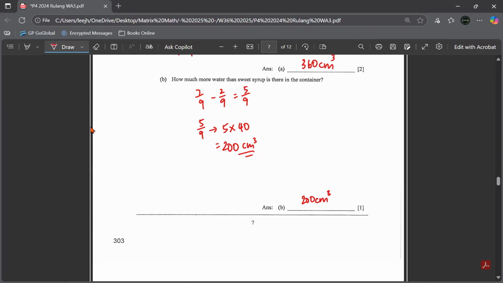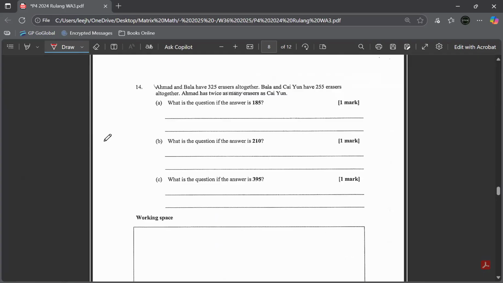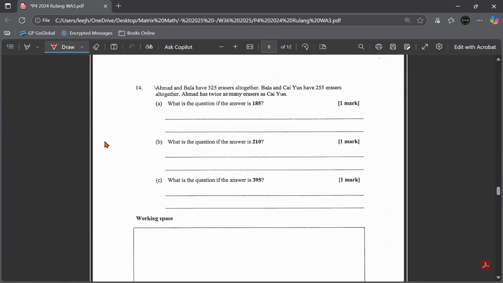Okay, question 4. This one is quite confusing for some of you. Ahmad and Bala have 325 erasers altogether. Bala and Cyrene have 255 erasers altogether. Ahmad has twice as many erasers as Cyrene. A, what is the question if the answer is 185?